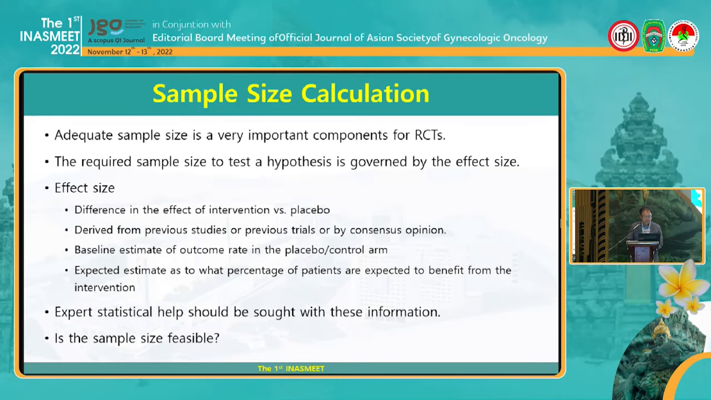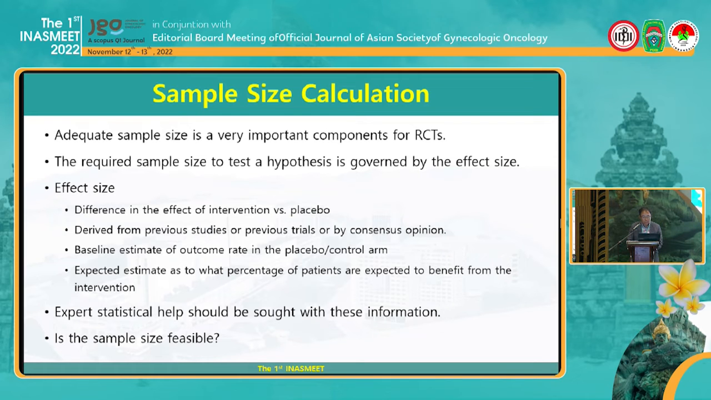Next is the sample size calculation. Adequate sample size and power is a very important component of a randomized controlled trial. With that, the conclusions can be applied to the broader population with ample confidence. The required sample size to test the hypothesis is governed by the effect size. Effect size is a difference in the effect of intervention versus placebo.